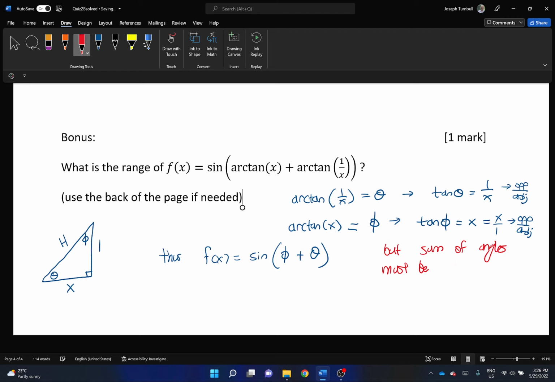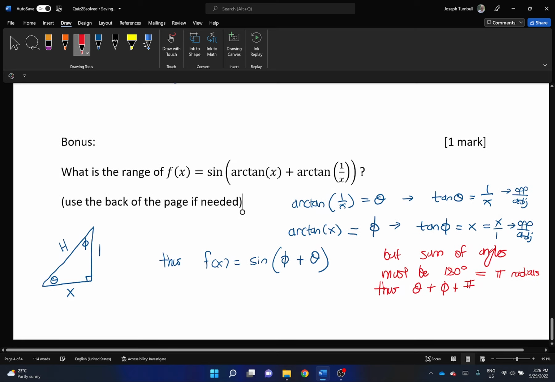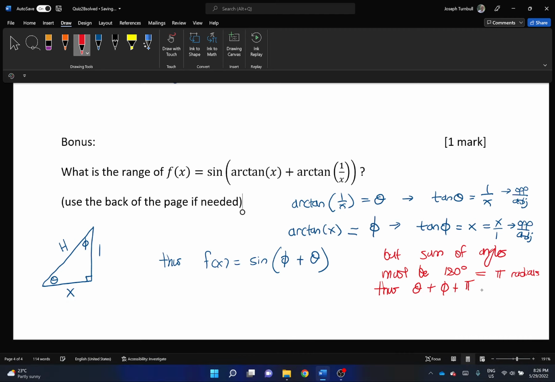Now this is a calculus course. We don't work in degrees, we work in radians. So it must be pi radians. So thus, we add up those three angles, theta plus phi plus the right angle there, so pi over 2, plus pi over 2 is equal to pi. Subtract pi over 2 from both sides. So theta plus phi is equal to pi over 2.